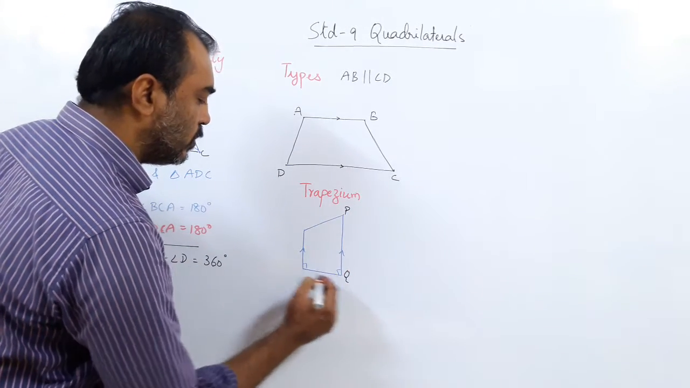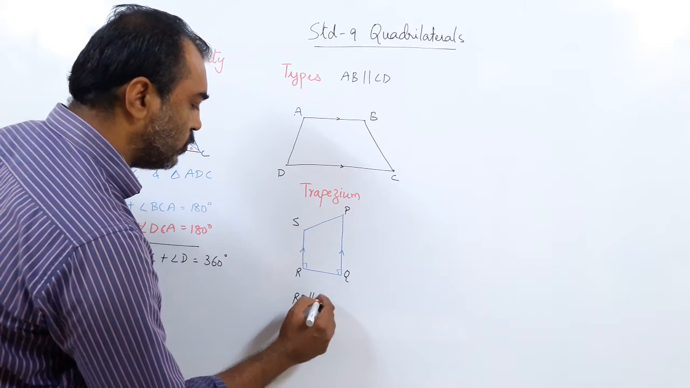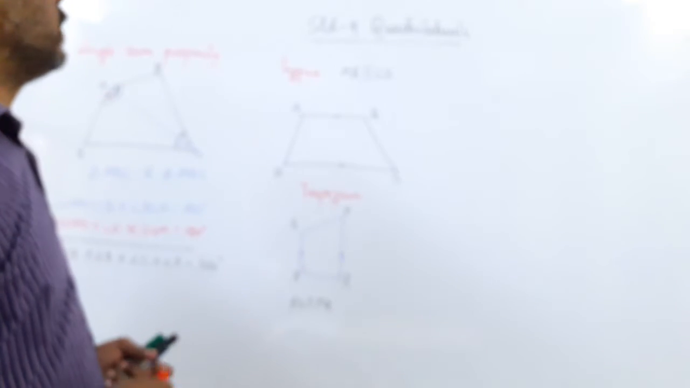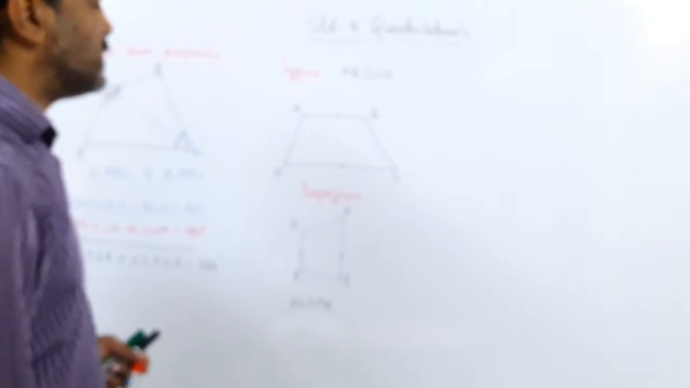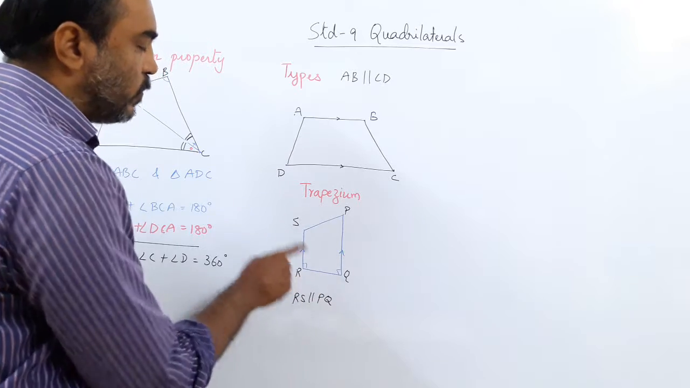Let me give it a name. P, Q, R, S, in which RS is parallel to PQ. So this is a trapezium. Now trapeziums are also of 2 types. This is a simple trapezium. How? One pair of opposite sides is parallel. So these 2 sides are parallel and these 2 sides are non-parallel. Here also these 2 sides are parallel and these 2 sides are non-parallel.